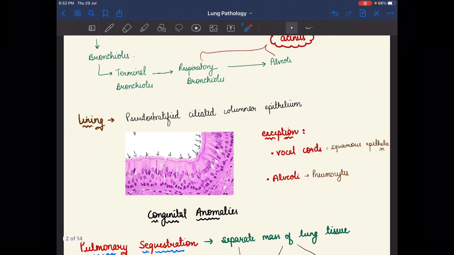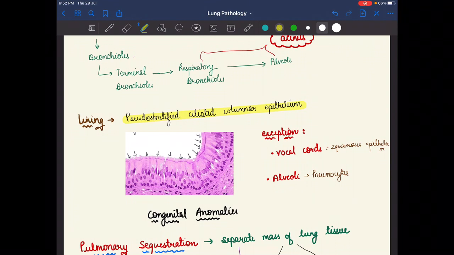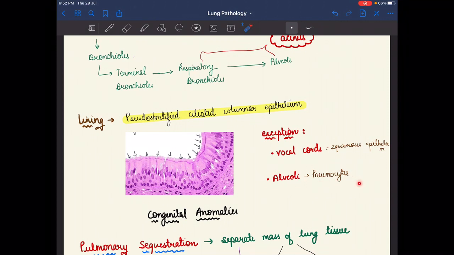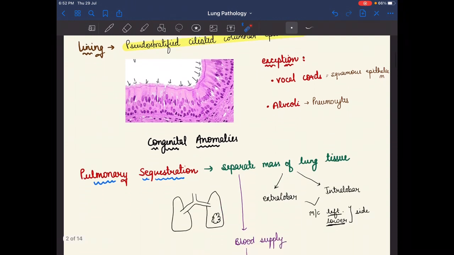Now, the lining of the respiratory tract is made up of pseudostratified ciliated columnar epithelium, and there is an exception. The exception is that in the vocal cords, squamous epithelium is present, and in the alveoli, pneumocytes are present.